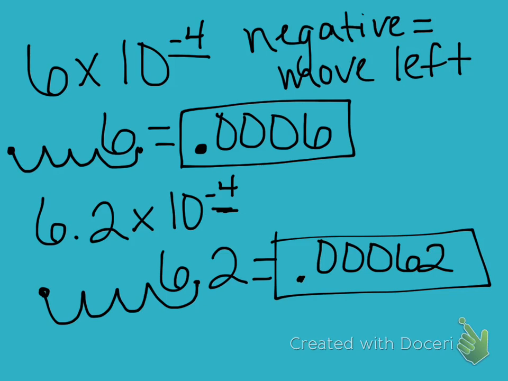Looking at the example 6.2 times 10 to the negative fourth, we identify that the negative 4 is telling us that we need to move to the left. So we identify where the decimal is currently. It's between the 6 and the 2, and we move it 4 places to the left. That gives us 0.00062.